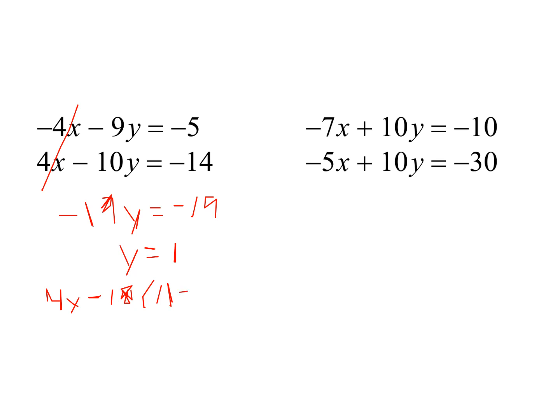And that's negative 14. If I do negative 10 times 1, that's negative 10. And if I add it, that becomes positive 10. So that would be 4x equals negative 4. Now, dividing by 4, that's going to give me x is equal to negative 1.